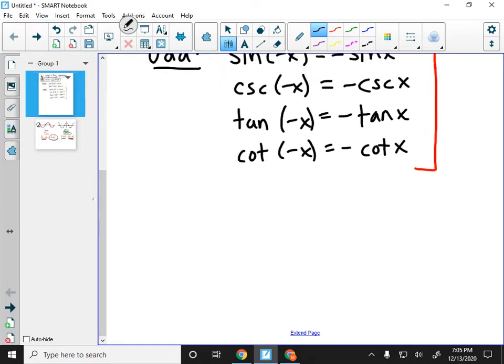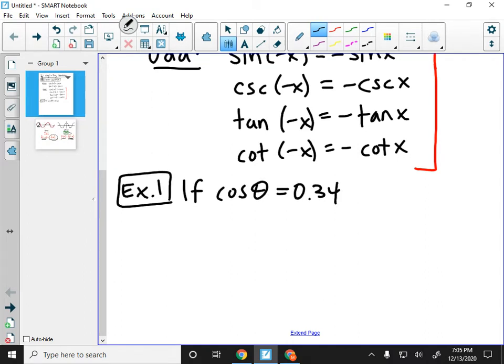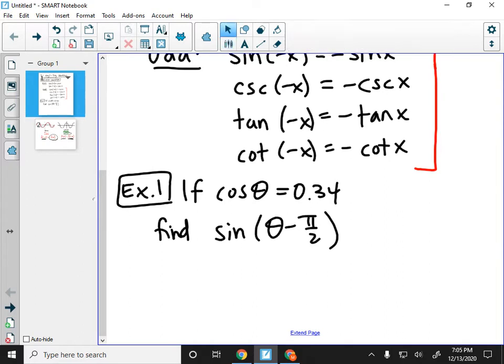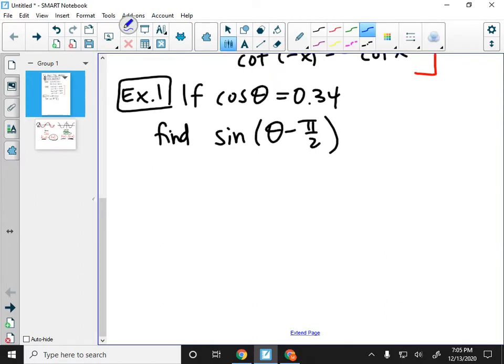Okay, we're going to try a bunch of examples now. So here's my first example. It's going to say if the cosine of theta equals 0.34, I want us to find the sine of theta minus pi over 2. Now, a lot of people will look at this one and say, oh, well, that's easy because that's our cofunction identities. It's not actually quite our cofunction identities. Our cofunction identities went pi over 2 minus theta. So you might say, well, let's just switch the order. But if I switch the order, I would have sine of negative pi over 2 plus theta, because the negative is with the pi over 2 and the theta is positive.